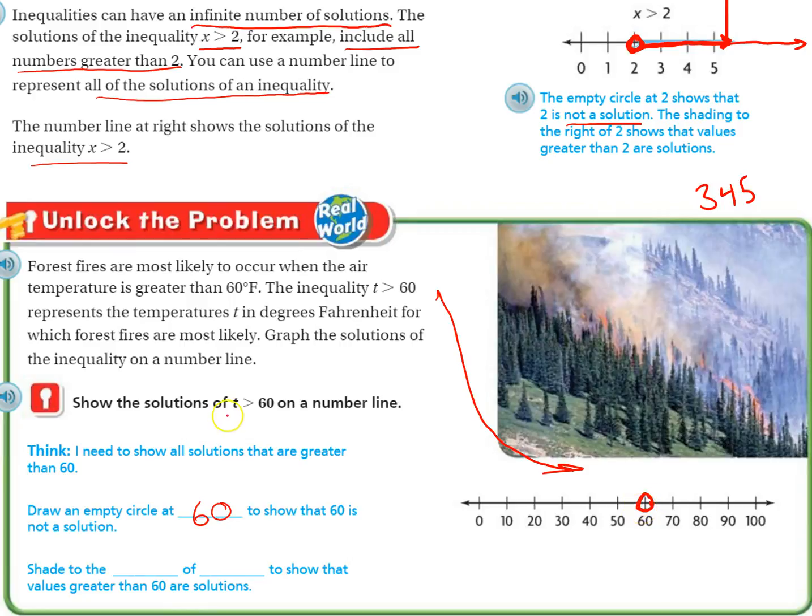And then T has to be bigger than 60, so it would be not 60, but anything bigger than 60. So my arrow is going to go to the right. It can be all these values to the right of 60 on forever. So shade to the right of 60 to show that the values greater than 60 are a solution.